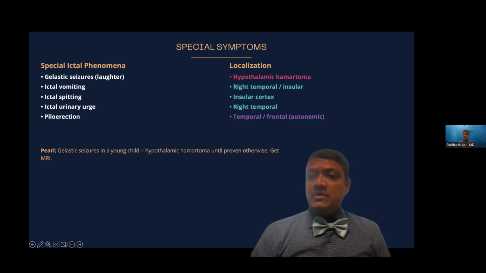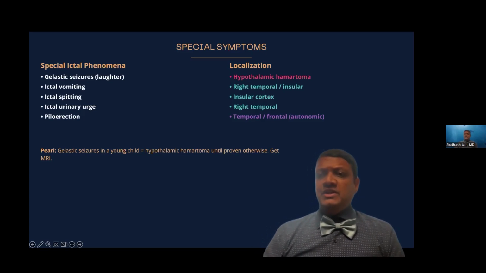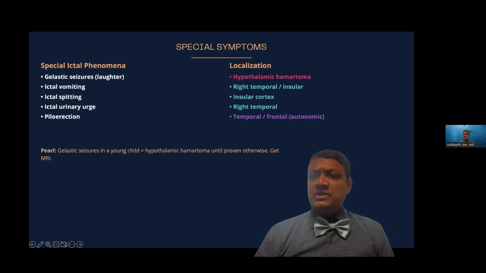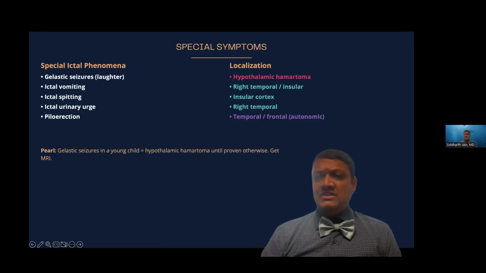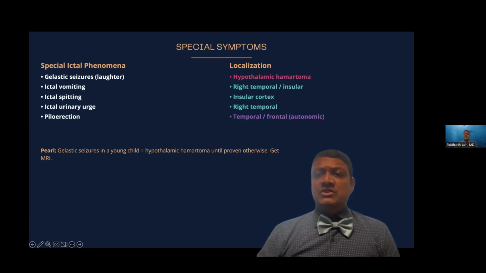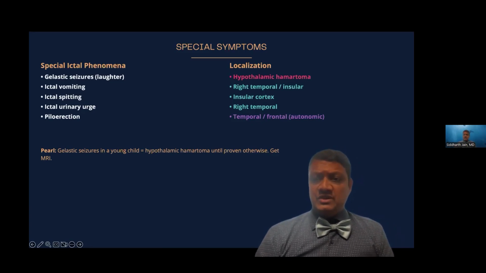Ictal spitting, where there is repetitive stereotyped spitting during a seizure, again points to insular cortex involvement. Again, this is even rarer than ictal vomiting. Ictal urinary urge, a sudden, overwhelming, irresistible need to urinate during a seizure, is associated with right temporal lobe seizures.